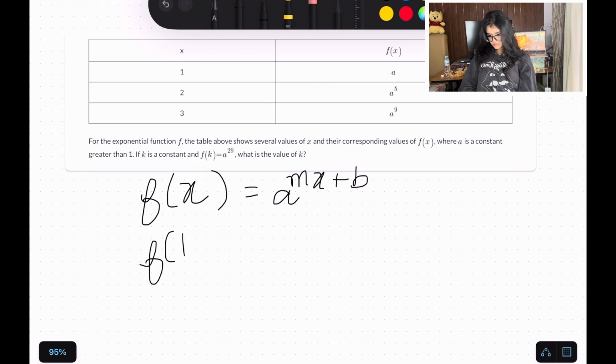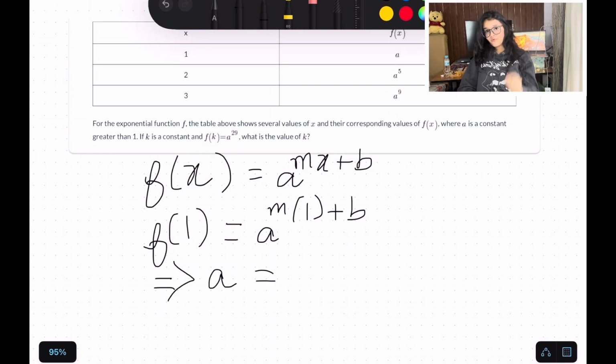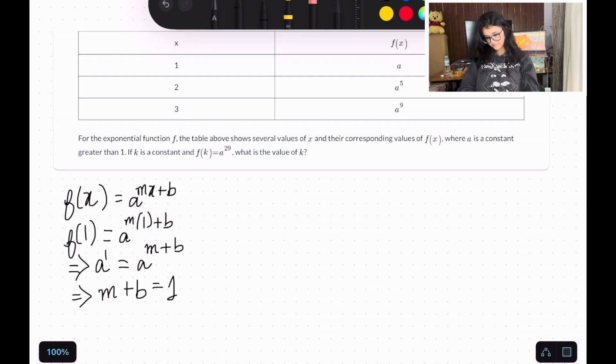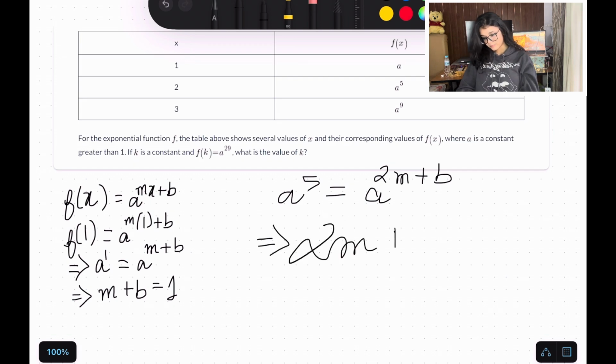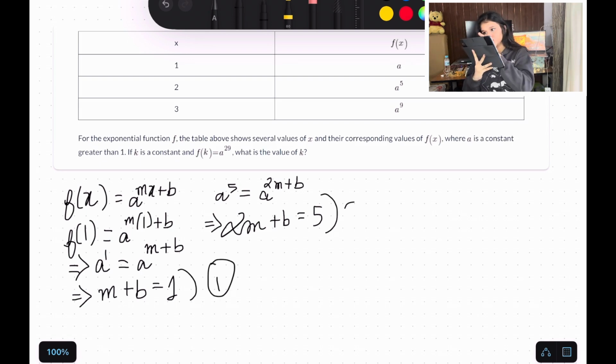So we'll say f of 1 equals a to the power m times 1 plus b, and that implies a equals a to the power m plus b, and since that is 1, we'll get m plus b equals 1. That's the first equation. Now the second equation will be a to the power 5 equals a to the power 2m plus b, and that implies 2m plus b equals 5. Since there are only 2 variables, we only need 2 equations. That's the first one, that's the second one. We'll solve it to get the answer.